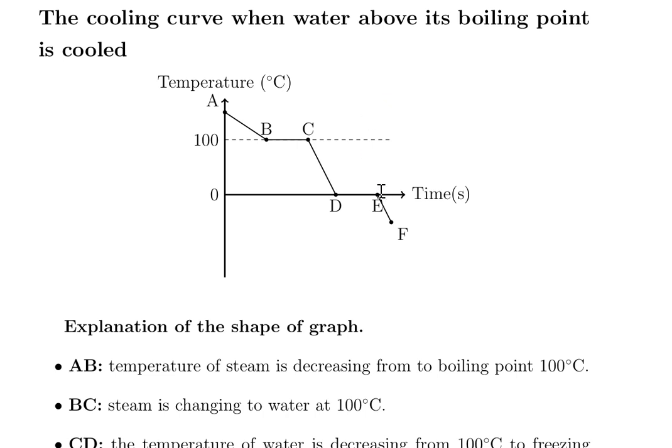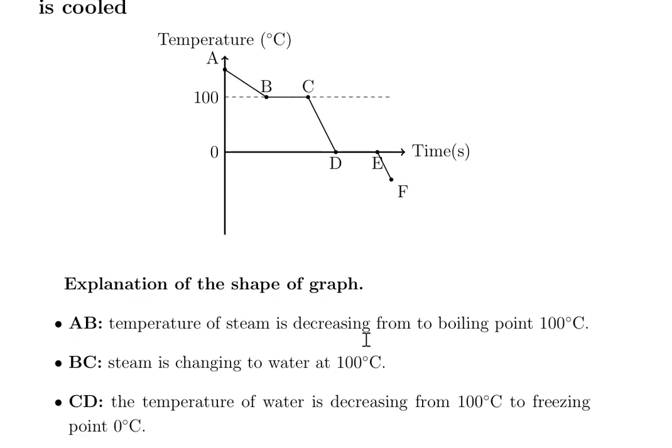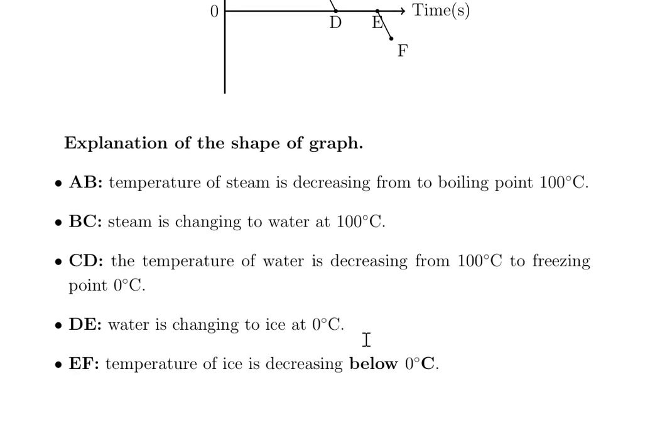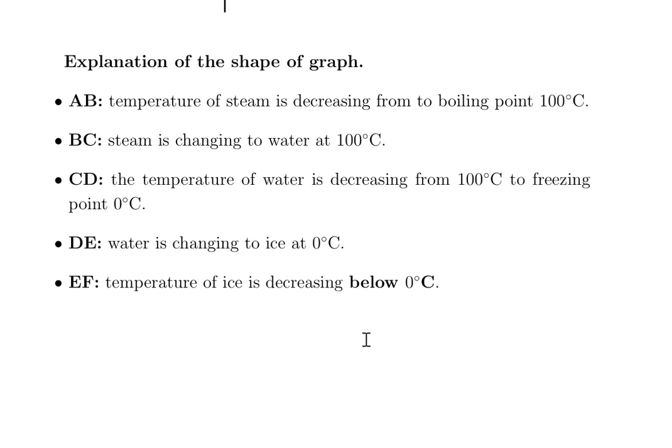Now, after there has been a change of state from liquid to solid, this water has been converted to ice. Now this ice can be cooled below 0 degrees Celsius, and hence it can go into the negatives between point E and F. So that is our cooling curve. So this is the brief explanation of what I've been talking about.